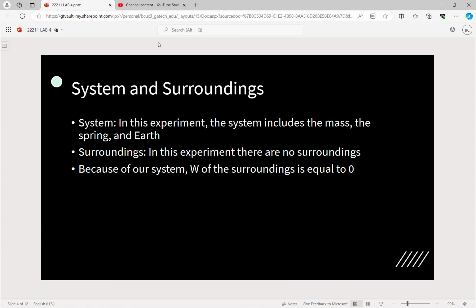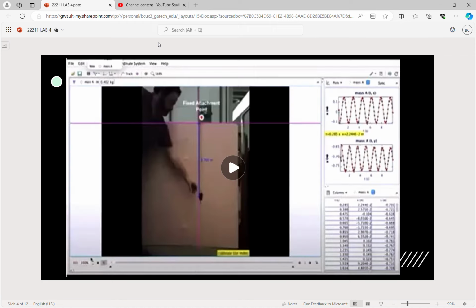Systems and surroundings. System: in this experiment, the system includes the mass, the spring, and the Earth. The surroundings: in this experiment, there are no surroundings. And because of our system and the fact that there are no surroundings, W of the surroundings, which is the work of the surroundings, is equal to 0.